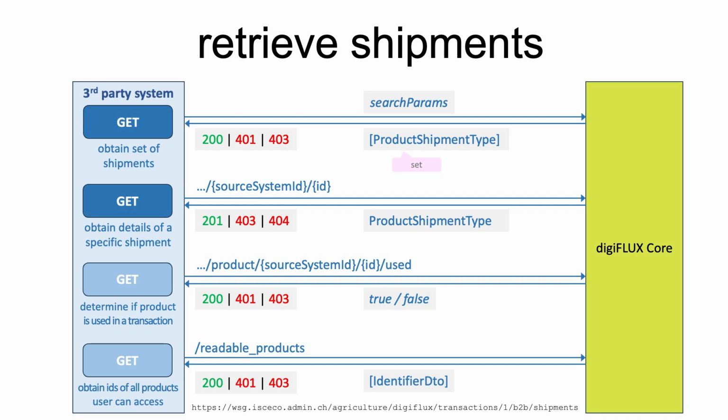The second way to use GET is to just add an ID to the URL. An ID in digiFLUX always consists of two elements, the source system and the actual ID. That is explained in further detail elsewhere. And this GET service then obviously will return just the details of that one record with the ID you specified.